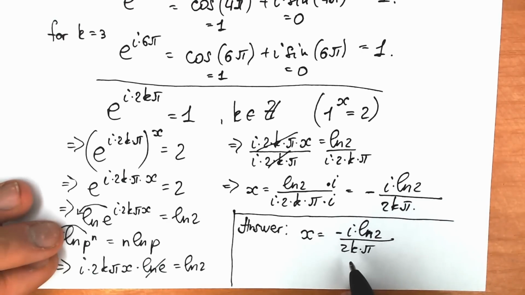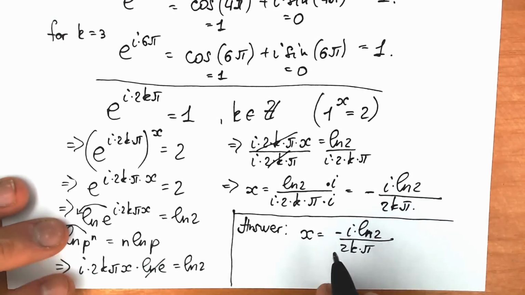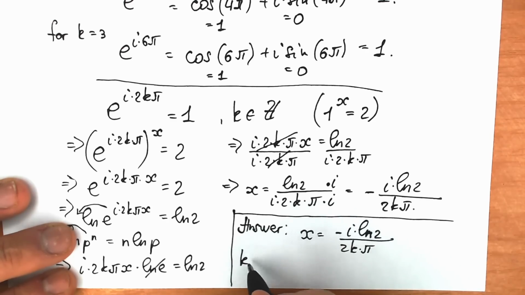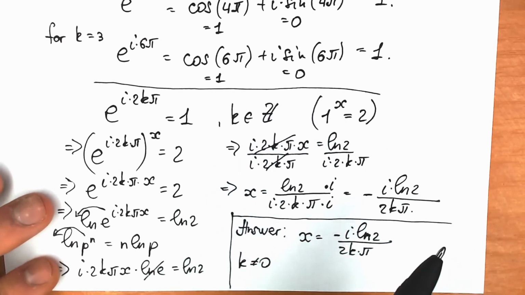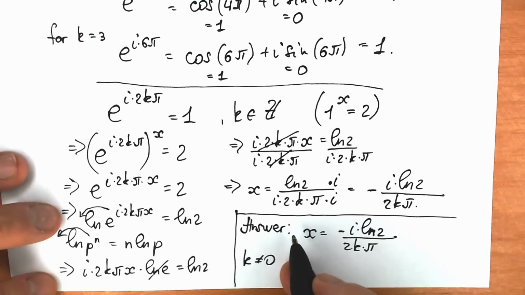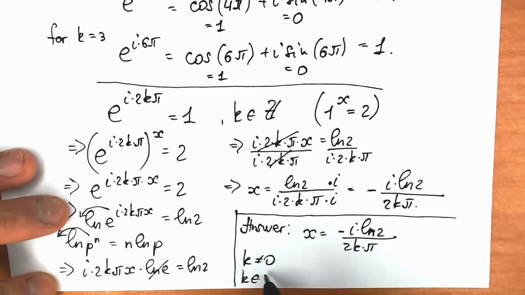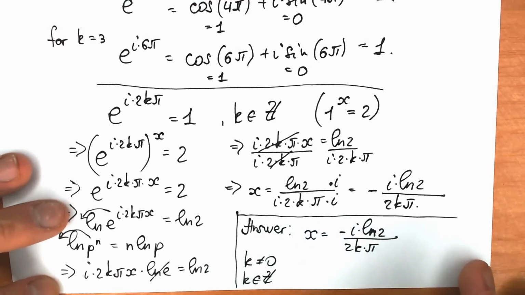First of all, k is not equal to 0, because we have k in our denominator. Let's write it, don't forget about it. k is not equal to 0. And secondly, k is in Z, so we are talking about integers. So k is an integer value.